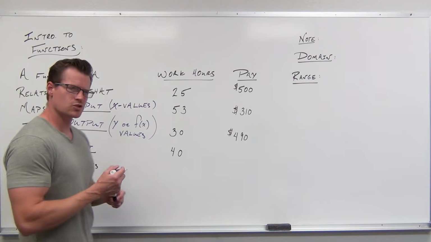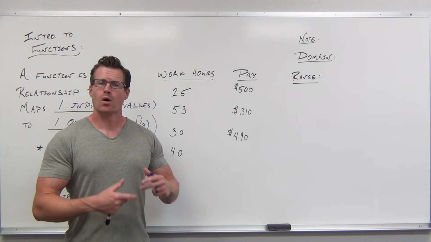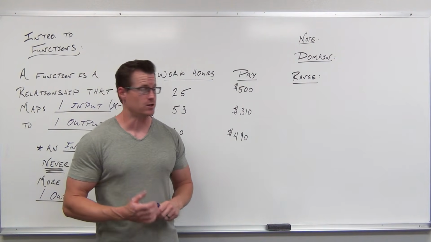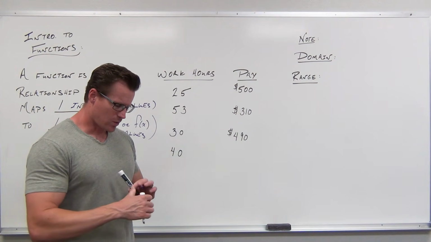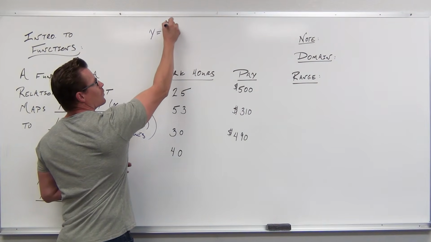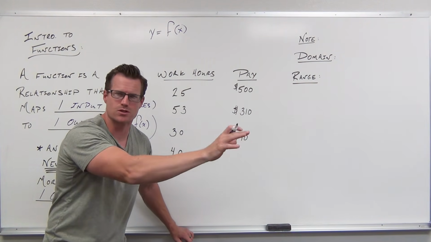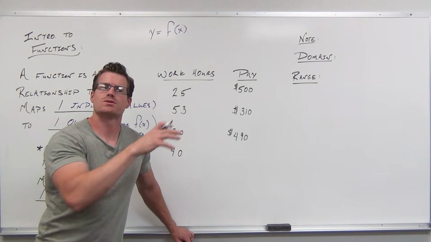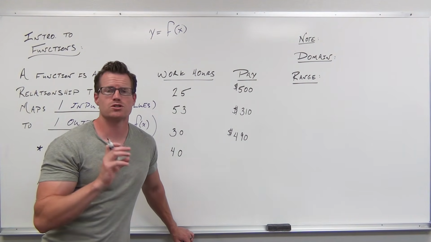So long story made real short, if you plug in one x, you better only get out one y, or one output, one f of x value. So a couple of notation issues that we're going to deal with. Number one, we typically see functions as either y or f of x. So when you see y equals something in terms of x, or f of x equals something in terms of x, they mean the same thing. They both stand for this function notation.